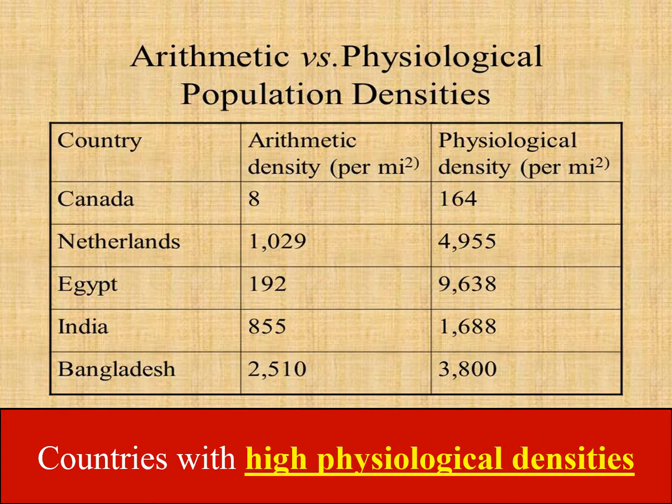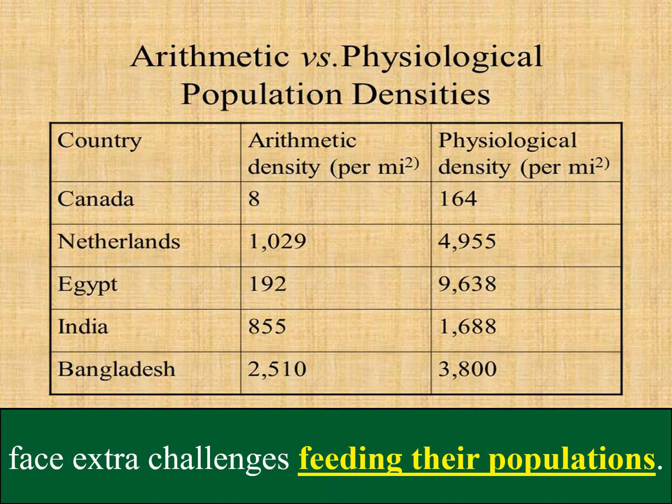Countries with high physiological densities face extra challenges feeding their populations. From this chart, we can see that Egypt is going to have a much harder time feeding its population than India or even Canada, because both India and Canada have a lot more arable land per population.